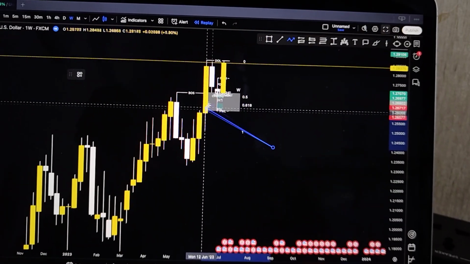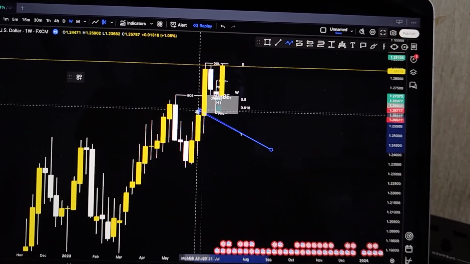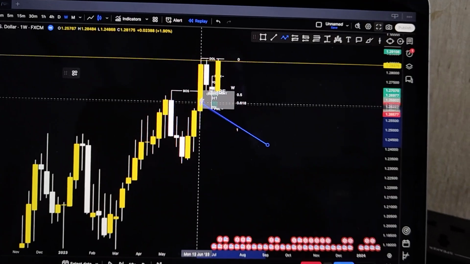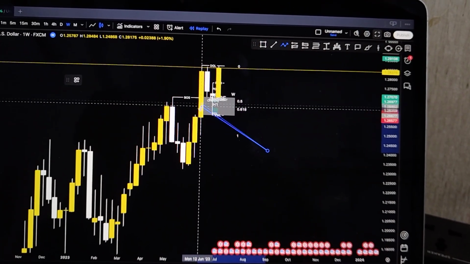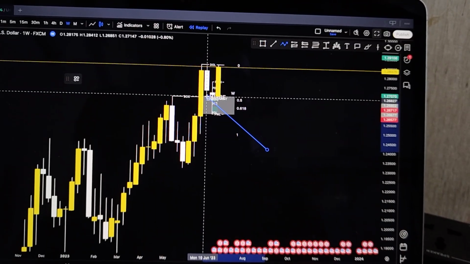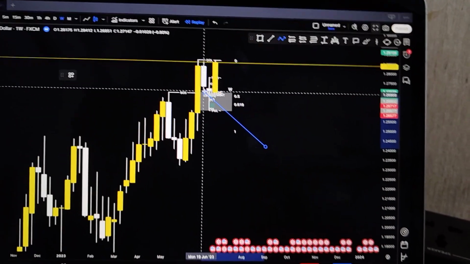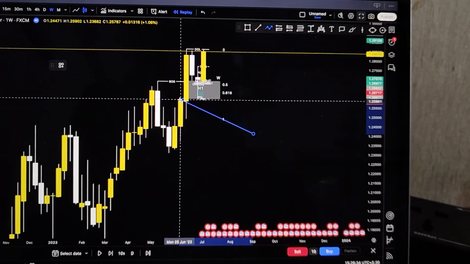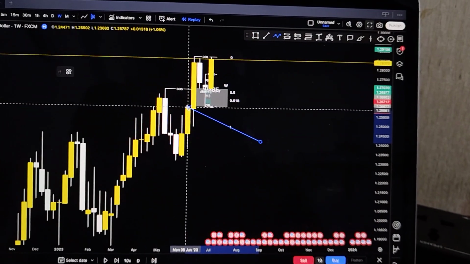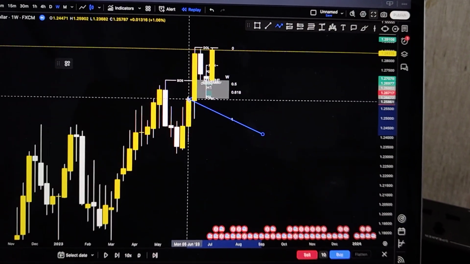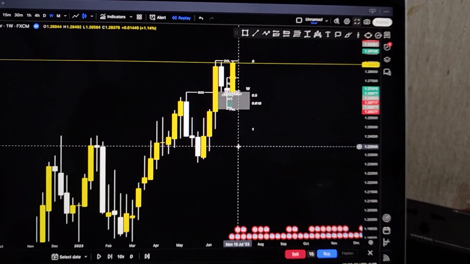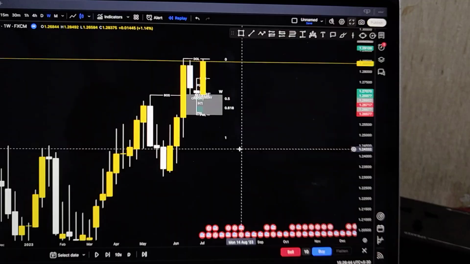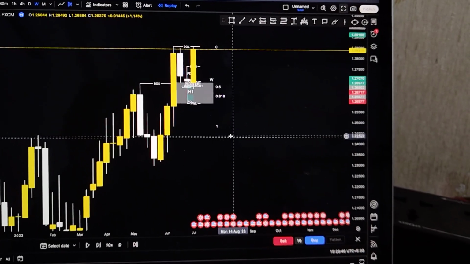Here we can spot the gap between this wick and this wick, the gap between the third and the first candle, between the bottom wick of the up candle and the top wick of the down candle. This gap is called the fair value gap. No need to overcomplicate this. Fair value gaps are just gaps formed in the market due to aggressive buying or selling.